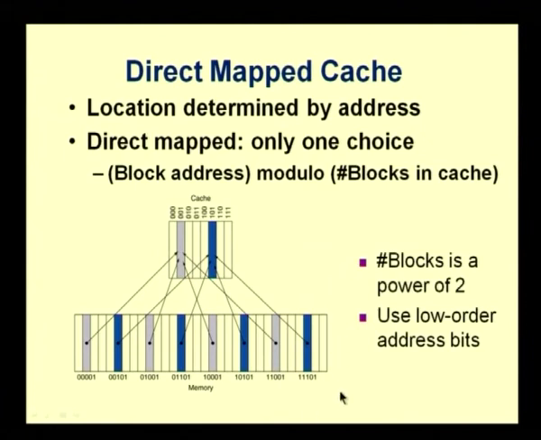So for instance, if my address is 11101 and I do a mod 8 operation on this, with respect to the bits that I have here, the lower order 3 bits, 101, will be the block that we will map into. So you can see that this blue block here will go into block number 101, which is shown over here as the blue block.